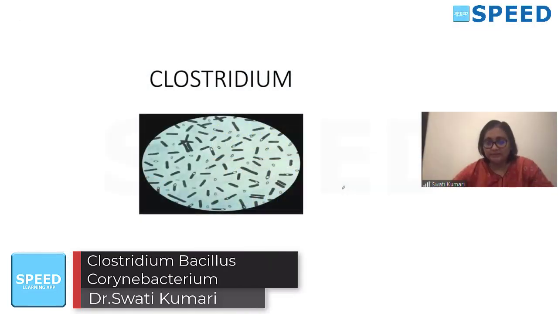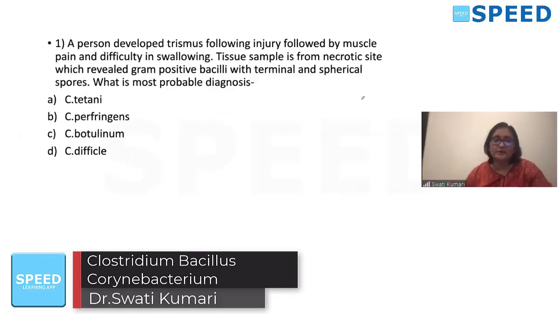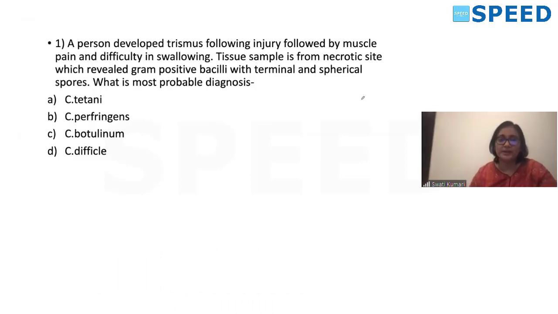We'll start with Clostridium. This is a case scenario given in one of your exams, an AIIMS previous year question paper. A person developed trismus following injury, followed by difficulty in swallowing. A tissue sample was collected from the necrotic lesion. On Gram staining, it revealed gram-positive bacilli with terminal and spherical spores. So what is your probable diagnosis?